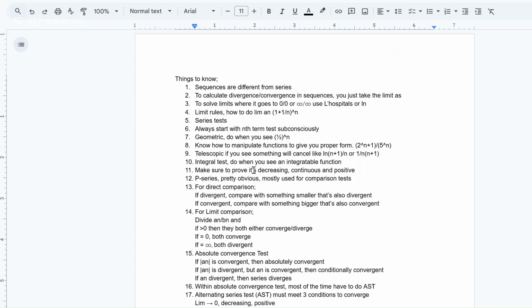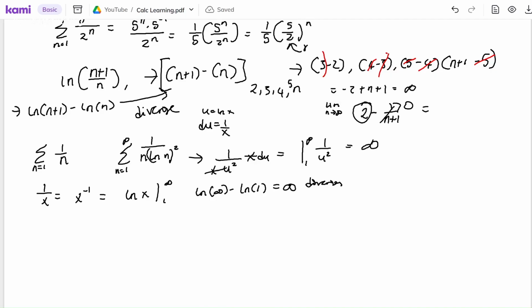Okay, next up, make sure to prove, yes, this is very important: decreasing, continuous, positive. So for the integral test, there are three things you have to prove to be able to use it. You have to prove that it's decreasing. You have to prove it's continuous.